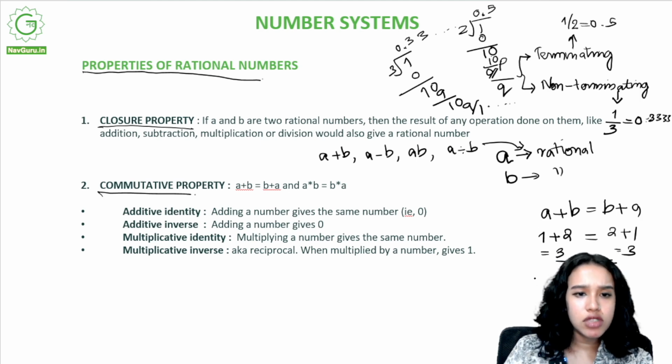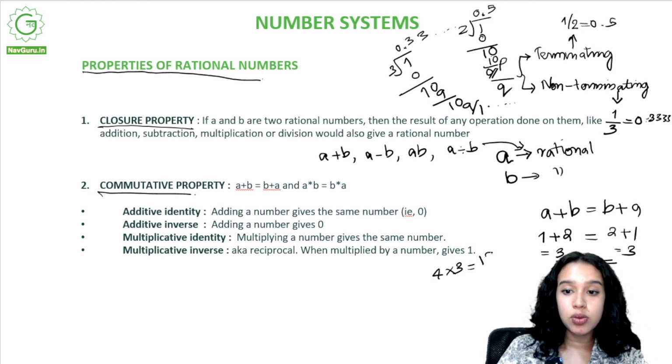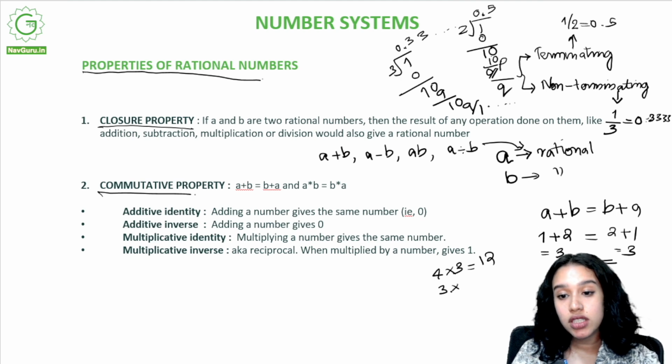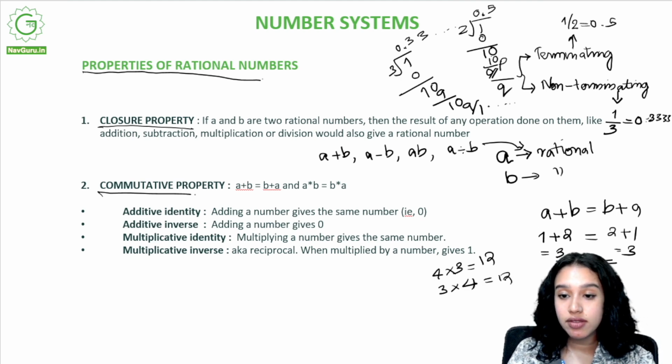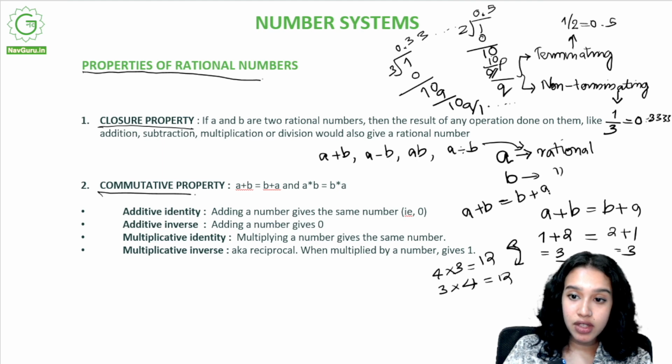Let's take a different example. Okay, I am giving it 4 into 3. 4 into 3 is 12, and again if I'm doing 3 into 4, it's again 12. So we are saying that either it's A plus B, it would be equal to B plus A, and A into B would be equal to B into A.